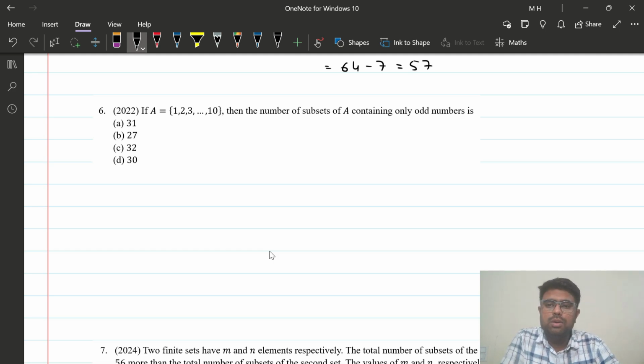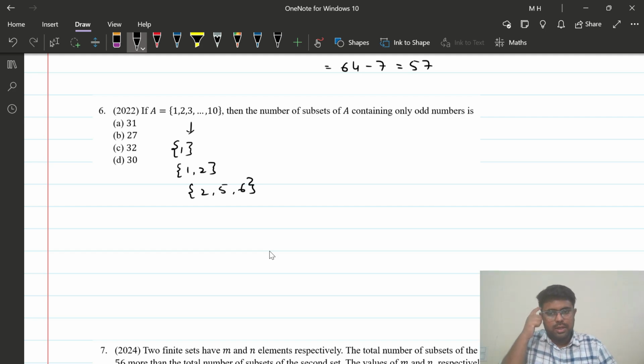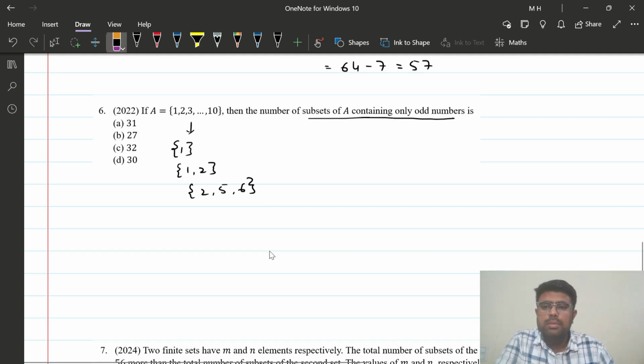What does it say? If A equals {1, 2, 3, and so on up to 10}, then the number of subsets of A containing only odd numbers is. Okay, so if I note down the subsets of A, it can be the singleton {1}, or let's say {1, 2}, or {2, 5}, or {2, 5, 6}, anything like this. But what they want is the subsets of A which contain only odd numbers. So I can consider only the odd numbers and then make subsets. I think that would be better.